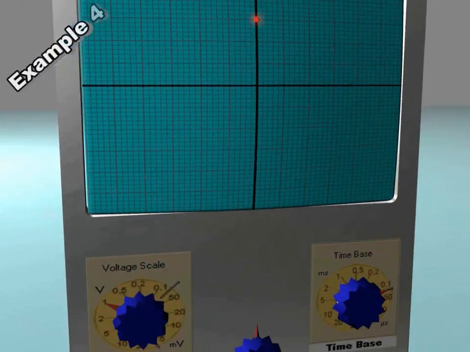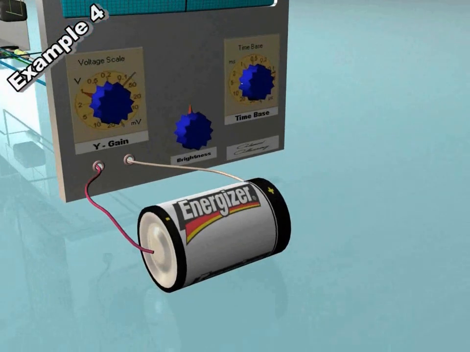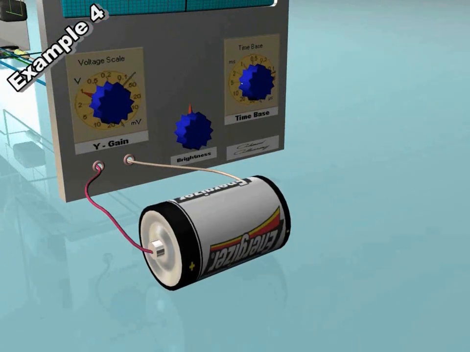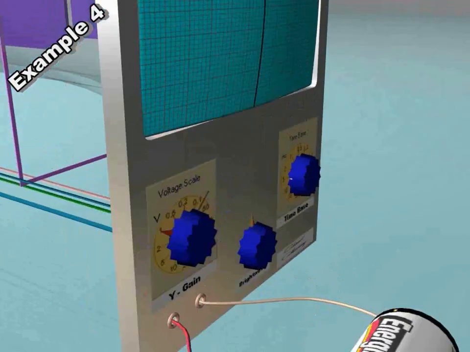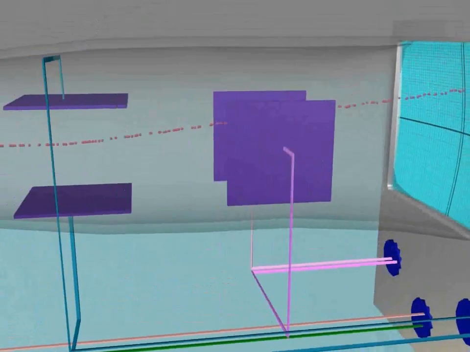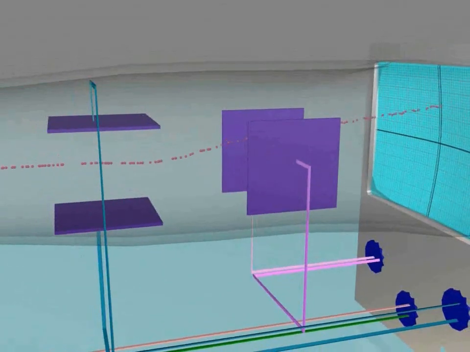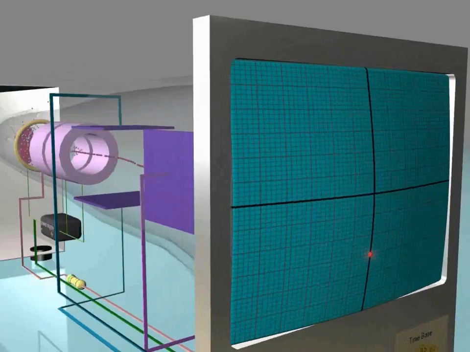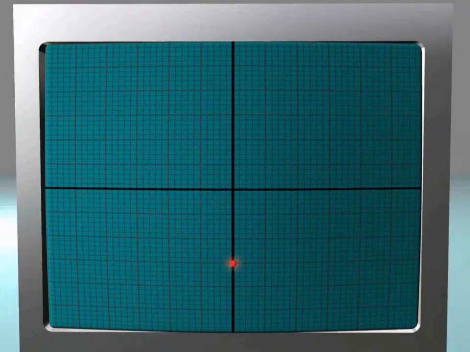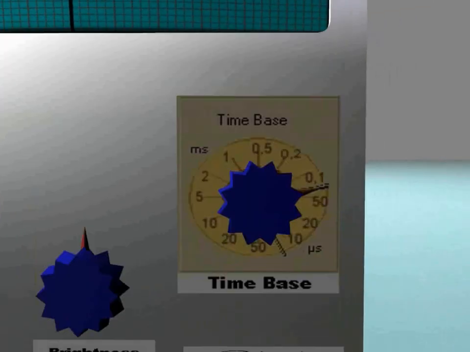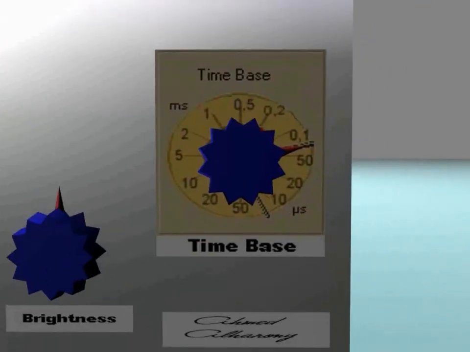Example number 4. Now we will reverse the connection of the battery. What will happen now is that the Y plates will also reverse their potential. The top Y plate, which was positive, is now negative, and the bottom Y plate, which was negative, is now positive. This will cause the deflection of the beam of electrons to be downwards instead of upwards. So the bright spot will be shown on the third square on the screen, but this time below the center of the screen. Remember that the time base which controls the X plates is still off.